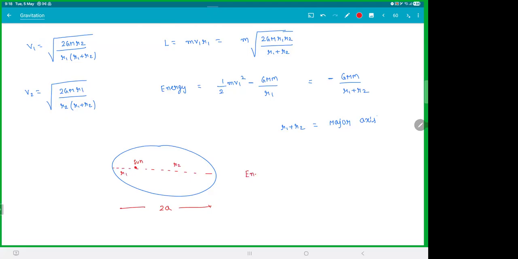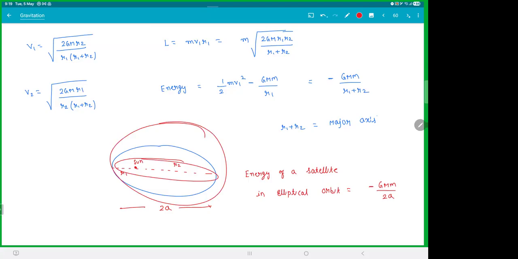The energy of a satellite in an elliptical orbit, we proved for a circular orbit, is minus GMm by 2a, where 2a is the length of the major axis. Pretty good result. And the best part, that means this is not going to depend on the minor axis. It doesn't matter whether the ellipse is a thin ellipse or a thick ellipse. As long as you have the same major axis, you're going to get the same time period.